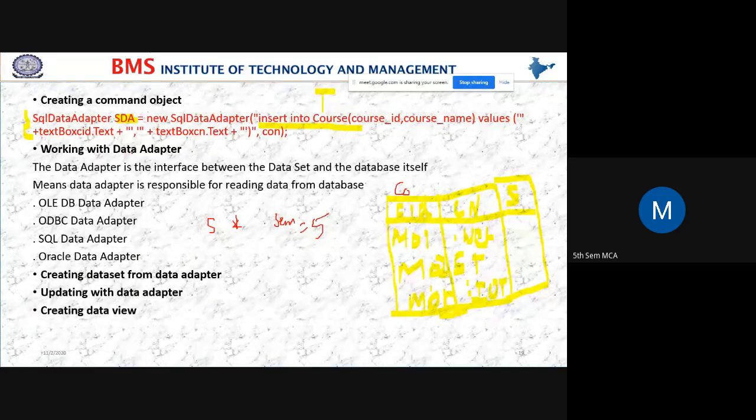So with the help of this data adapter, you can read data from the database. So data adapter is responsible for reading the data from the database. We have different types of data adapter, that is OLEDB data adapter, ODBC data adapter. Yes, students, understanding? Any doubt? OLEDB data adapter, ODBC data adapter, SQL data adapter, and Oracle data adapter. Yes, these are the four varieties of data adapter.